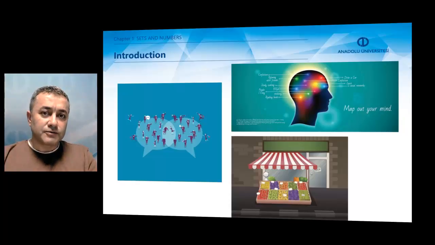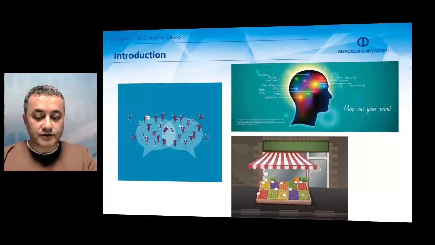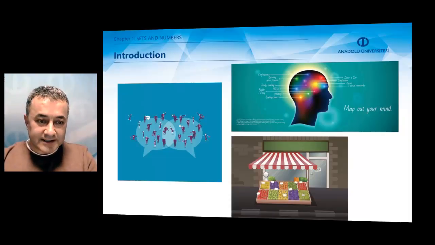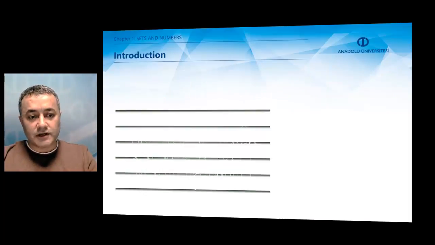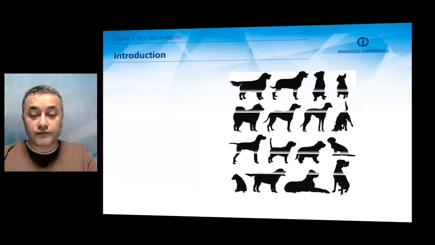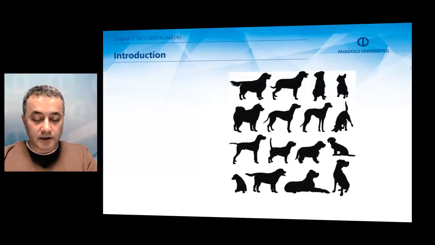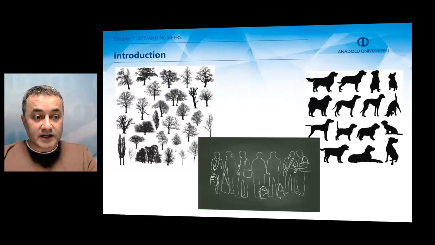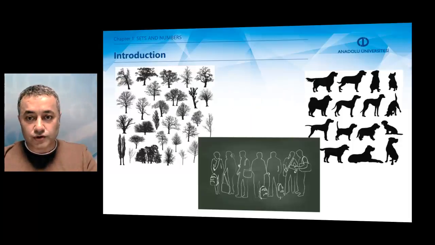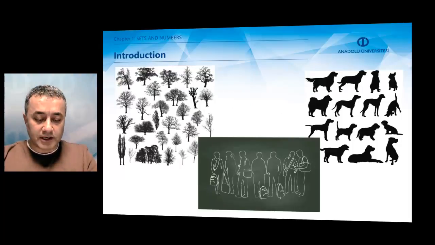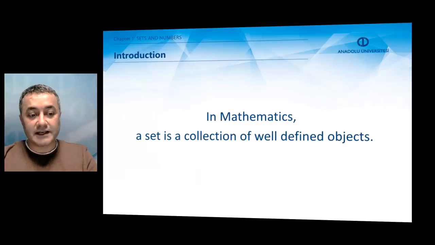The most distinguishing property of a set is that there is a certainty in its construction. When a set is given, its elements should be understood in the same way by everyone. For example, some trees, a group of students, or a bunch of dogs does not form a set. It's not clear what kind of trees, which group of students, or what breed of dogs we are talking about. In mathematics, a set is a collection of well-defined objects.